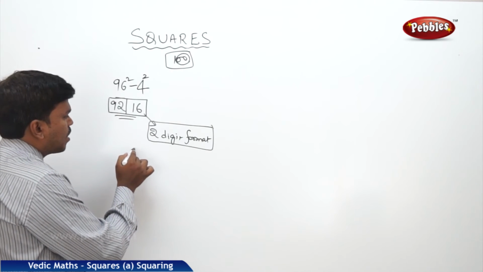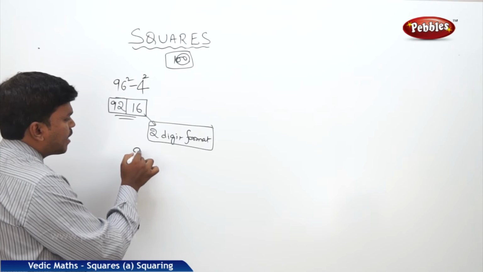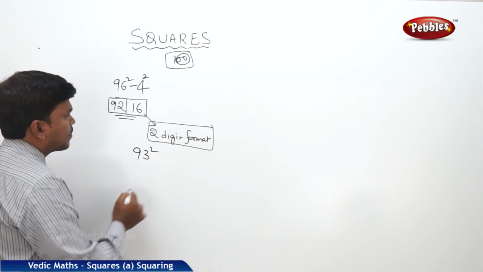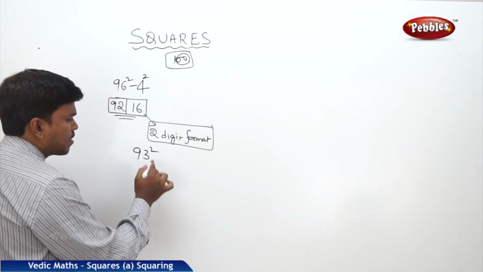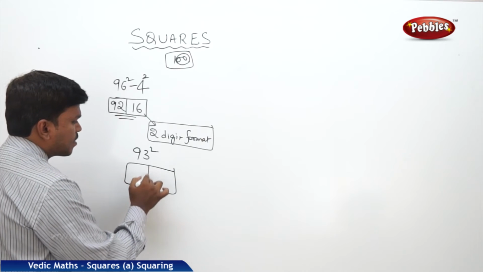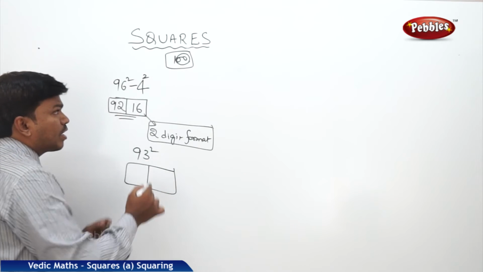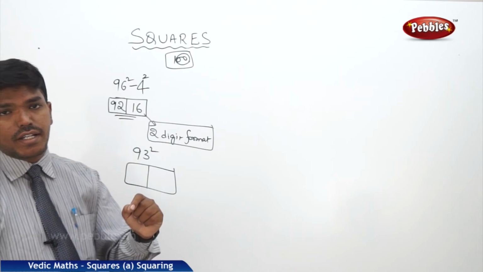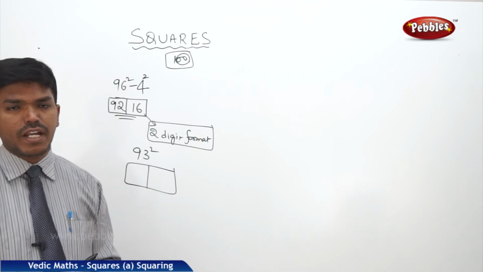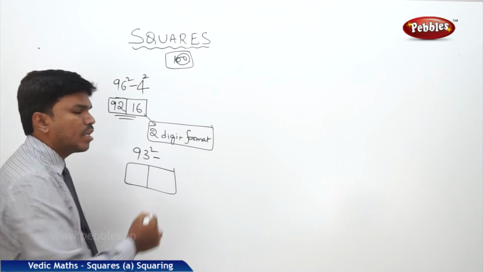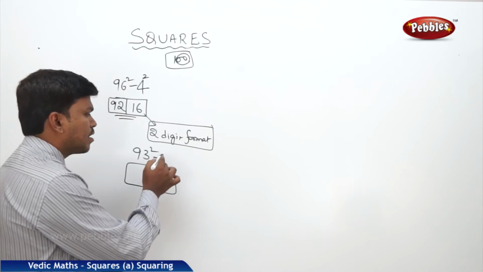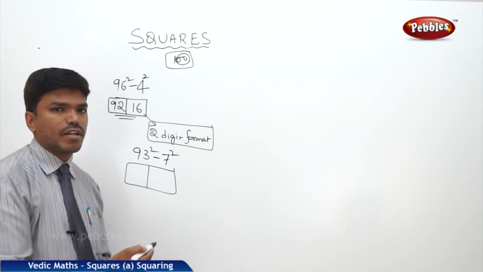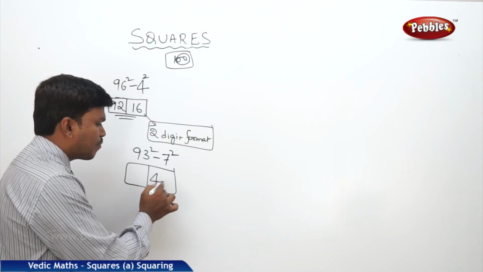Okay. Now one more example. Suppose I need 93 square. Same, draw two boxes like this. 93. If you compare with the base 100, is it more or less? It is less. So put a minus symbol. And how much less? 7. So write 7 here. What is 7 square? 49. Write in the right side box.